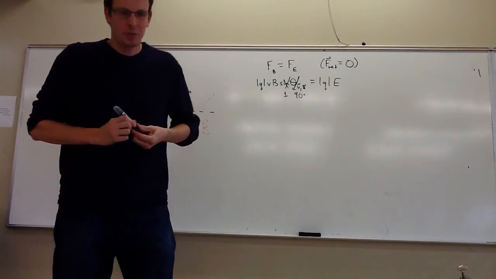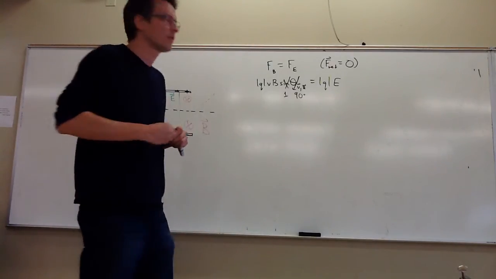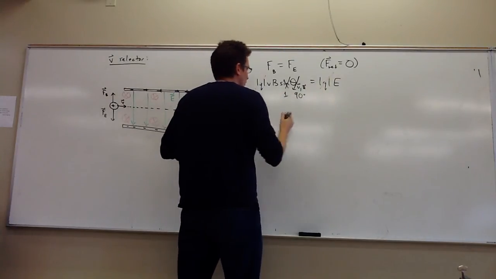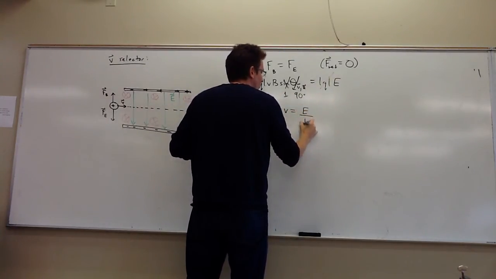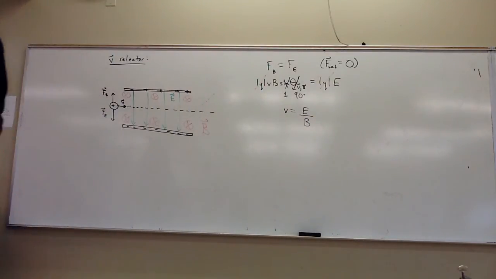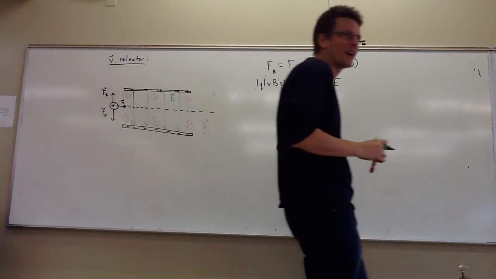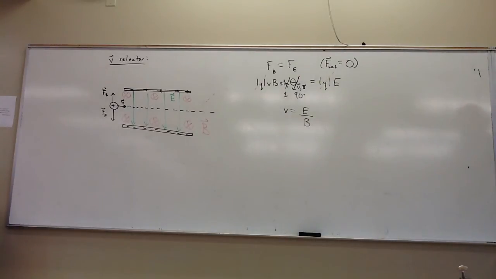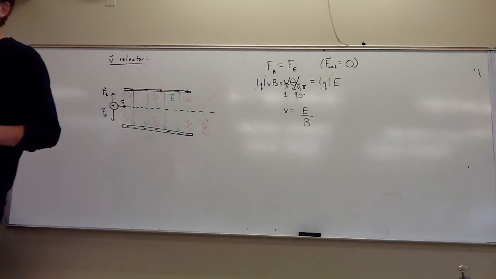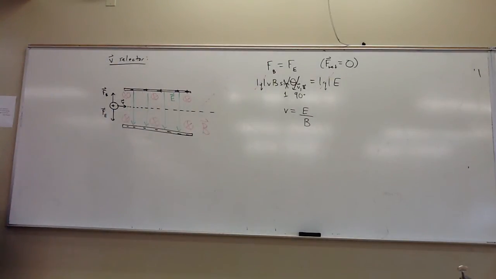The other interesting thing that we notice is that there's a Q on both sides. So the Q cancels. And then we solve for this. V equals E over B. So in order for the charges to experience no net force, they have to have just the right speed. That's why we call this a velocity selector, because this thing will only let things at a certain speed get through undeflected. And that speed that it selects for is actually the ratio of the two fields.